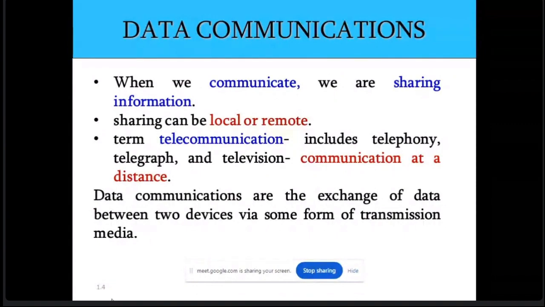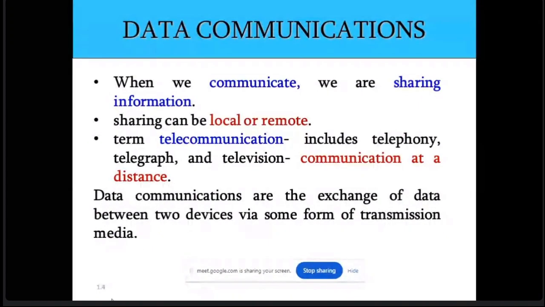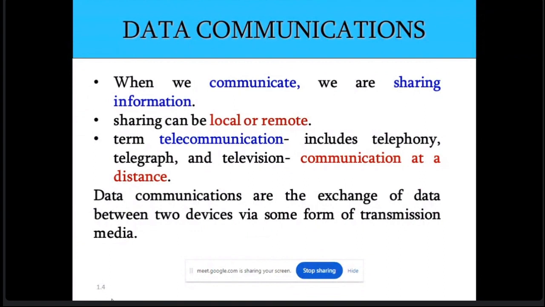Here the word data refers to information presented in a form agreed upon by the parties creating and using the data. So data communication is the exchange of data between two devices via some form of transmission medium, such as a wired cable. For data communication to occur, the communicating devices must be part of a communication system, which is made up of a combination of hardware and software. The hardware in terms of physical equipment and the software in terms of programs.